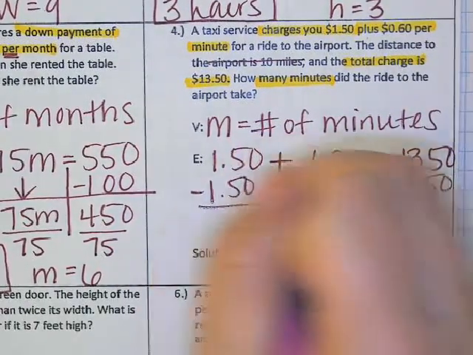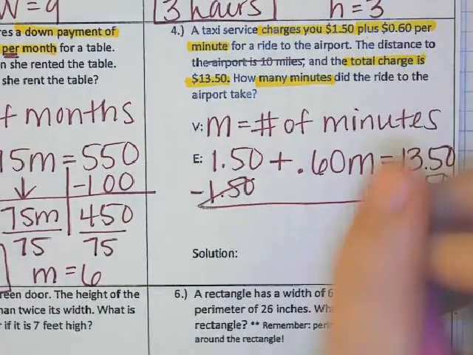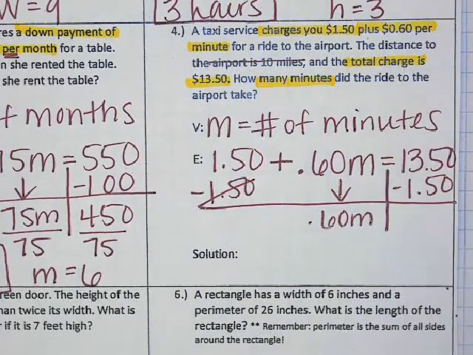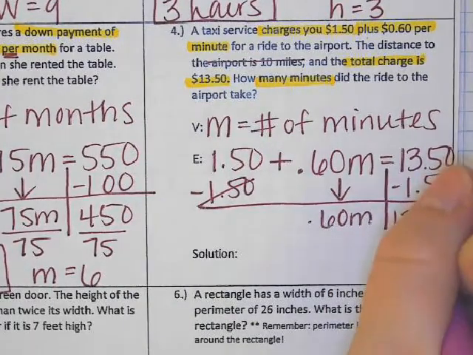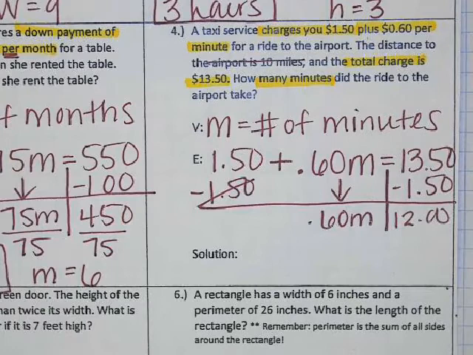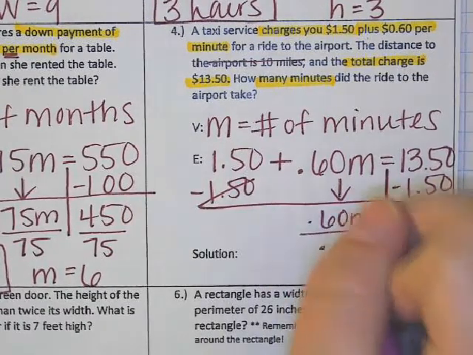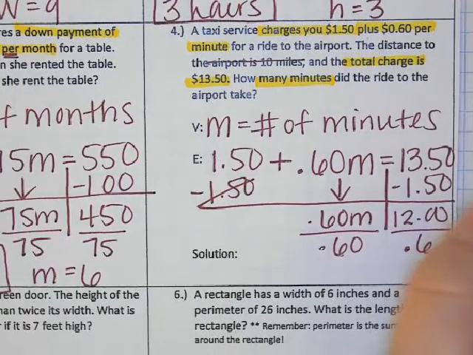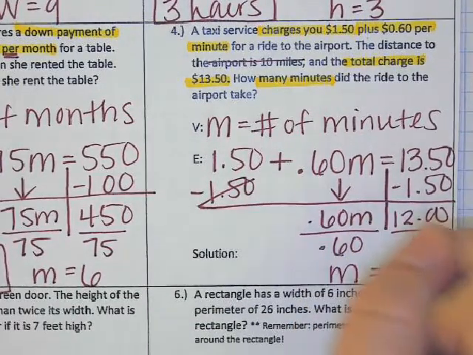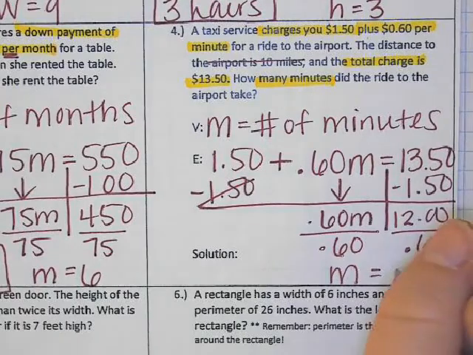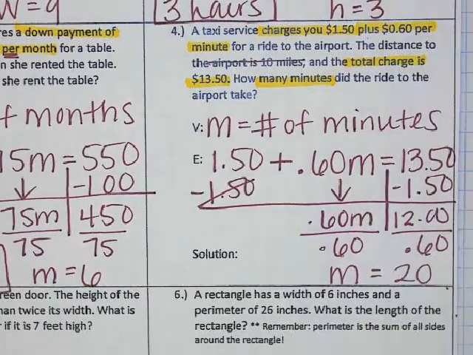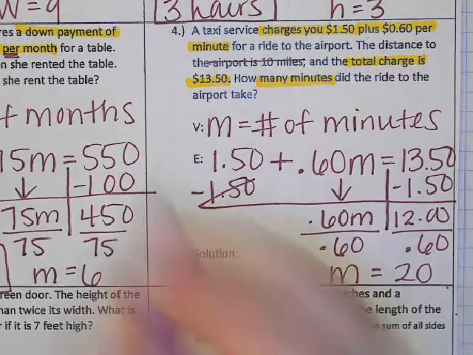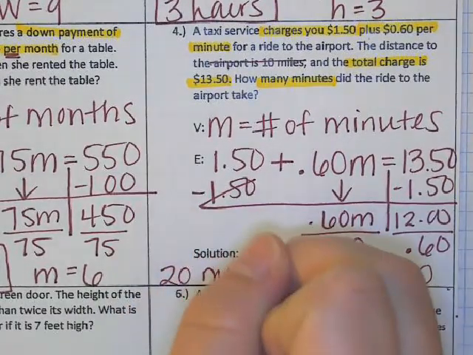We're working with decimals, so be sure to line those up. I'm going to bring down my 60M equals $12. I still want to get M by itself. Make sure you're dividing by 60. Do it on the left, we do it on the right. And my total M equals 20. Doing this math, I know I'm trying to solve how many minutes, and the answer is 20 minutes.